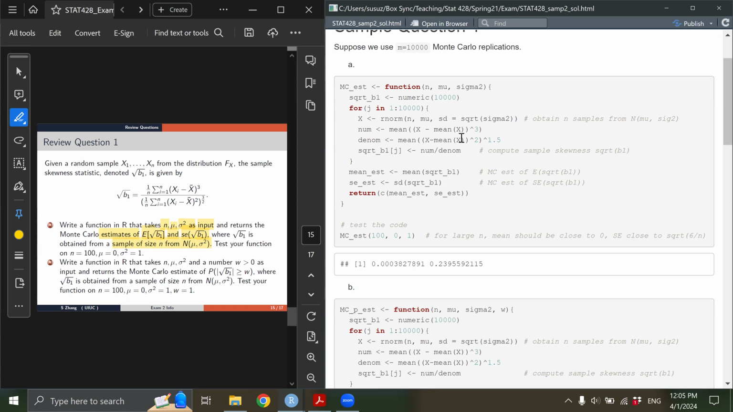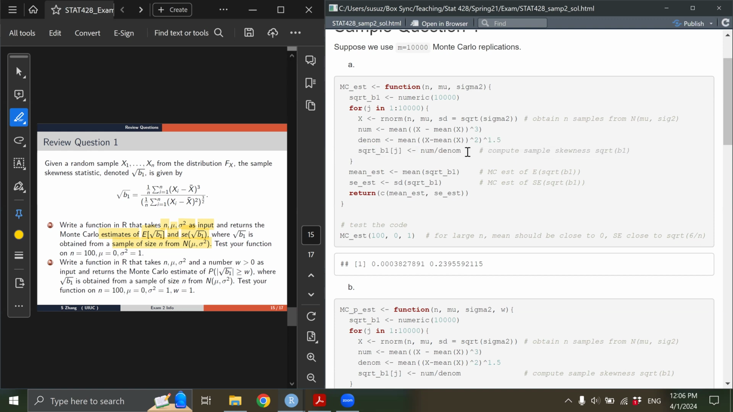What I do over here is calculate the numerator and the denominator separately, where the numerator is given by the average of xi minus its mean raised to the power of 3. Essentially I'm just spelling out the numerator. The denominator is essentially the average squared deviation between each point and the sample mean, raised to the power of 3/2. Once you have those two, the jth replicate of your sample skewness statistic is just the ratio between these two things.